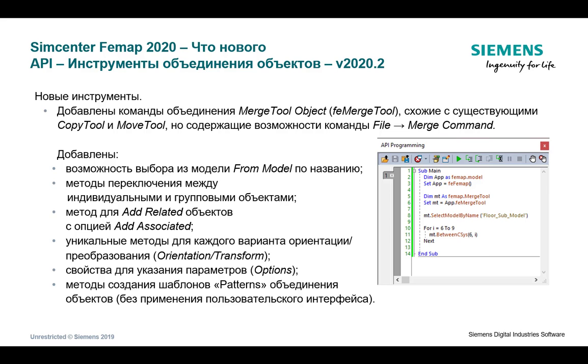There's add related and add associated options. There's unique methods for orientation transform options. There's properties to specify the various options that are in the file merge command. And there's actually the ability to create patterns of merged entities, which is actually not within the UI, and that's just the API programming window showing that. And that's it.